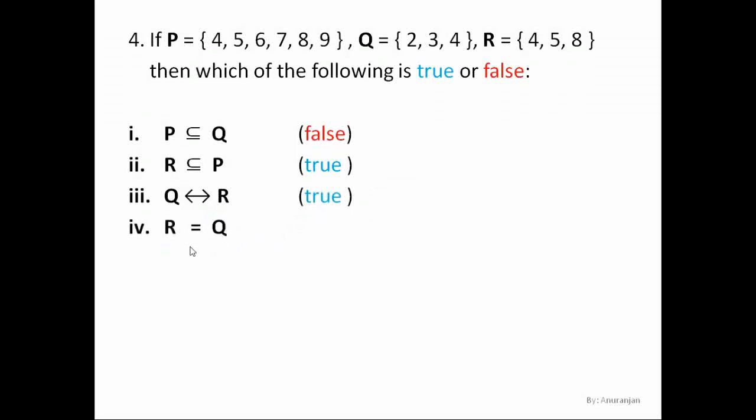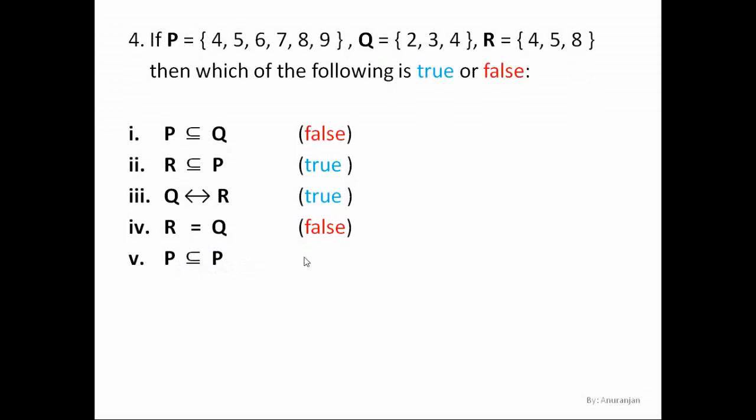Next, R is equal to Q. Now for being equal, the elements should be the same. Now R has 4, 5 and 8 and Q has the elements 2, 3 and 4. So the elements are not the same. So R is not equal to Q. So it is false. Next, P is a subset of P. Now remember, every set is a subset of itself.